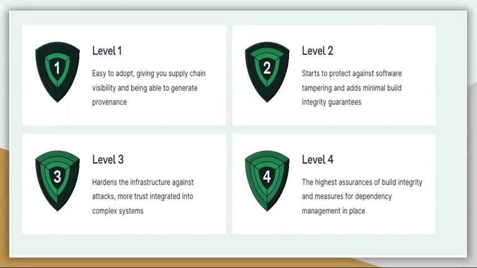So again, hardening of the infrastructure is very important, because if the machines on which this software is running have vulnerabilities themselves, then definitely your software will be exploited because of that. So that also becomes a part of level 3. Next is level 4: the highest assurances of build integrity and measures of dependency management in place. These are basically the highest level of assurances that SLSA provides you.